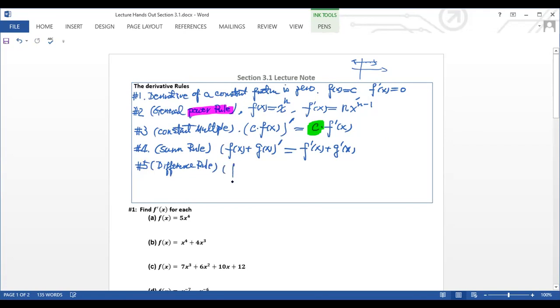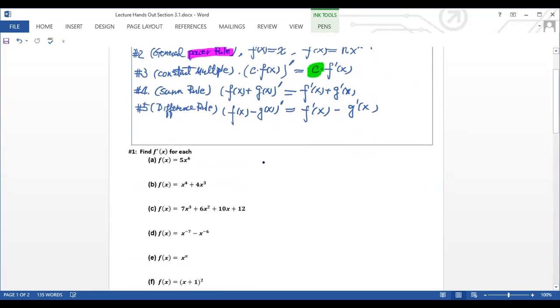Okay, that means if you have f of x minus g of x, then if you take the derivative, what is it going to be? It's going to be f prime x minus g prime x. So you can break this parentheses here. Now let's take a look at what we have here.